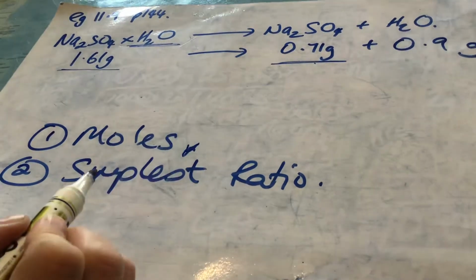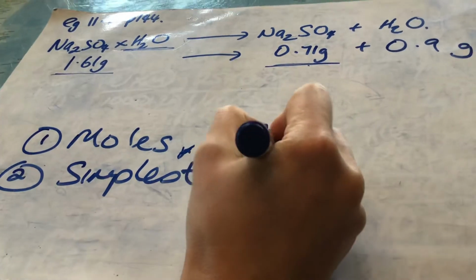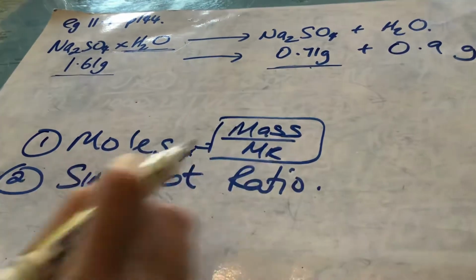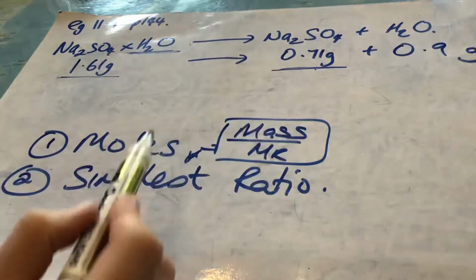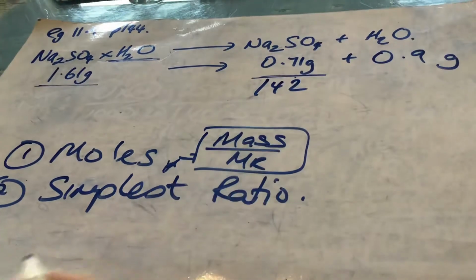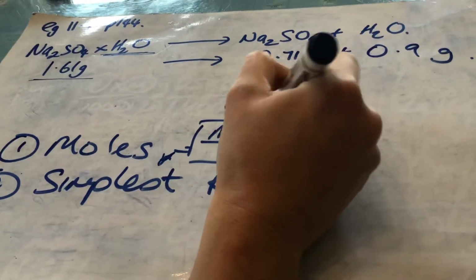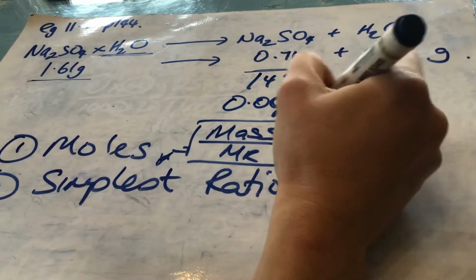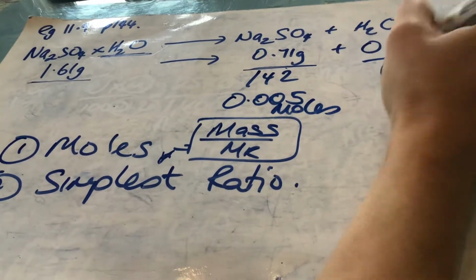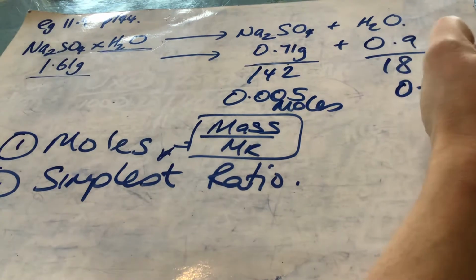How will we get the number of moles? Using your formula, mass all over the relative molecular mass, okay? So there's the formula. Now, what's the relative molecular mass of sodium sulfate? Well, you'd add it up, and remember to always show the workings out of your relative molecular mass, and it's 142 when you do that. So the number of moles there is 0.05 moles. Water, you know the relative molecular mass of water is 18. So when you divide that, you're going to get a number of moles of 0.05.